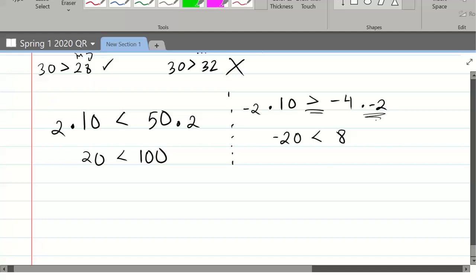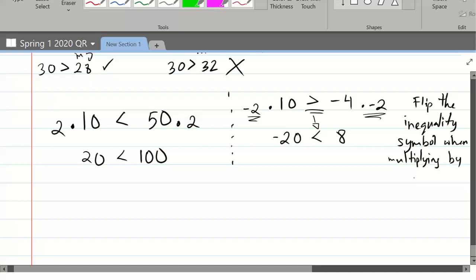So whenever you multiply by a negative number, right, you have to flip the signs, right? So flip the inequality symbol when multiplying by a negative number, right? When multiplying by a negative number, you flip the inequality, right?